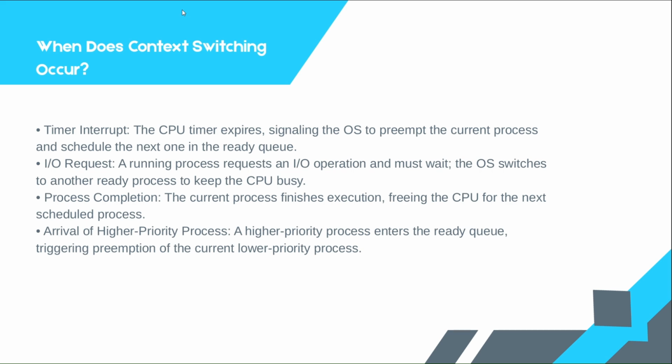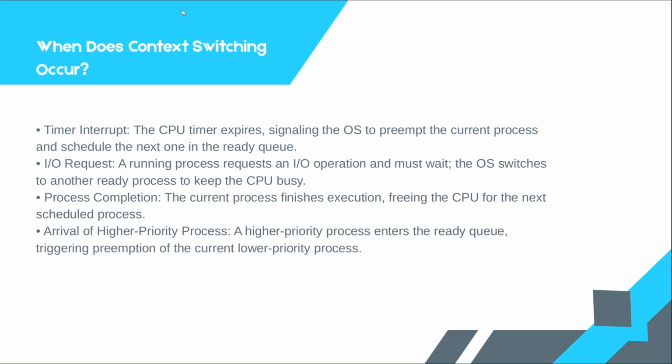The third situation is process completion. When a process finishes all its tasks, it enters the terminated state. Since there is nothing left to execute, the operating system simply selects another process from the ready queue and gives it to the CPU. The fourth situation is interrupts.